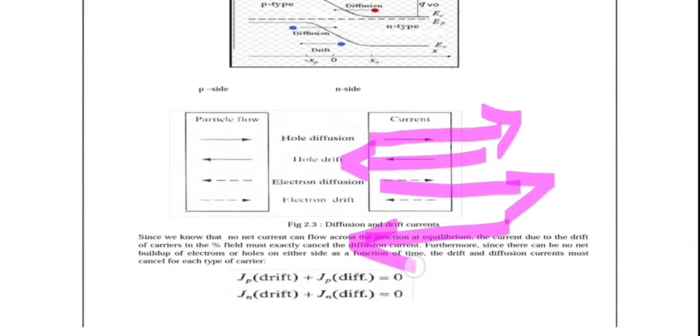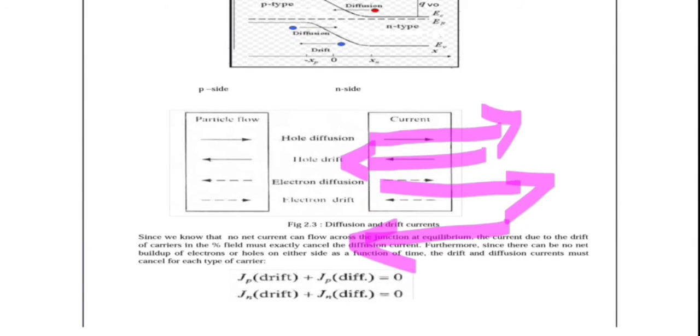So you can see at equilibrium condition, when there is no external voltage or external electric field applied, what is the net current in a p-n junction? You have to tell me that. When the semiconductor is at equilibrium condition or steady state condition, what is the net current flowing through a semiconductor? So you can see here the hole current due to diffusion and drift, and electron current due to diffusion and drift.